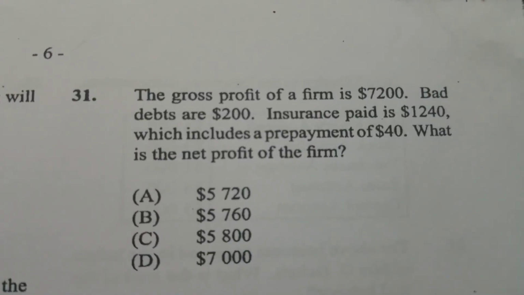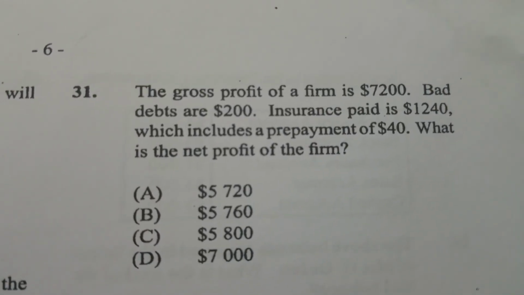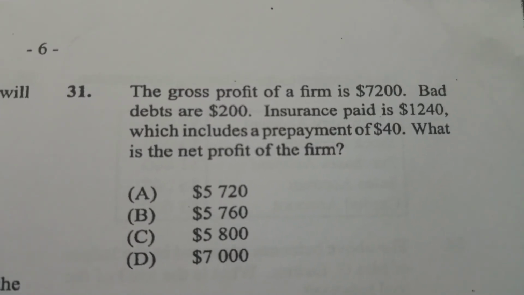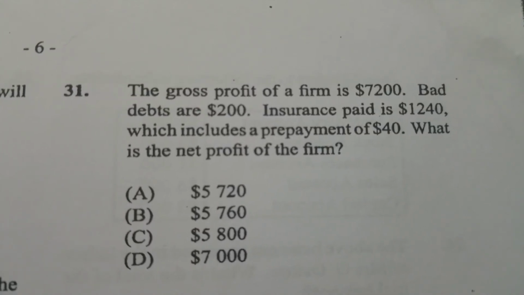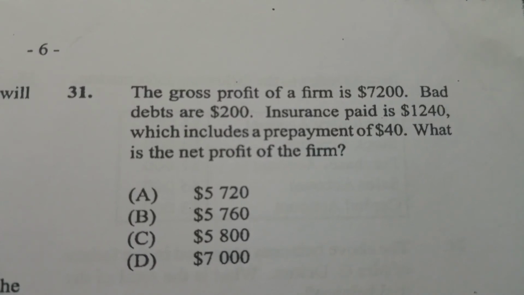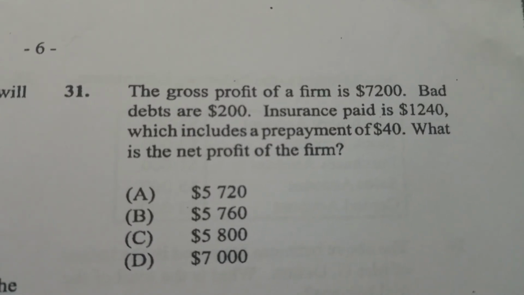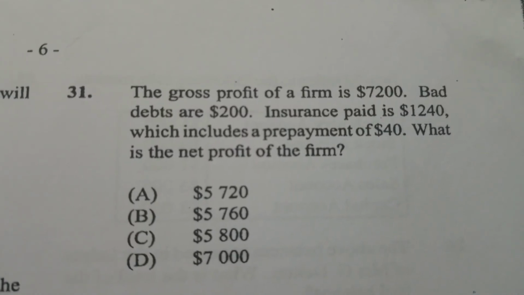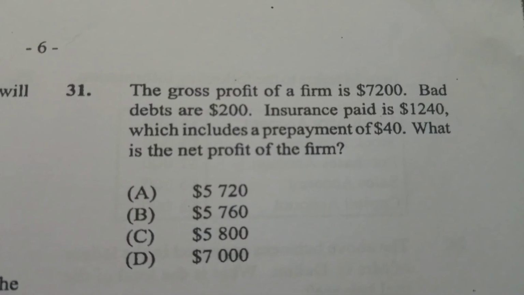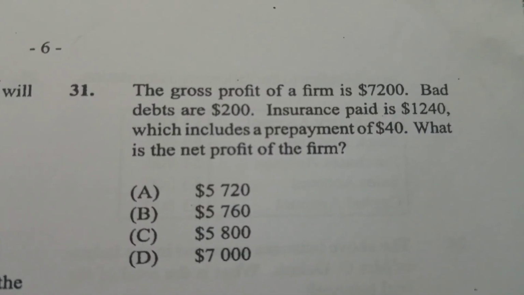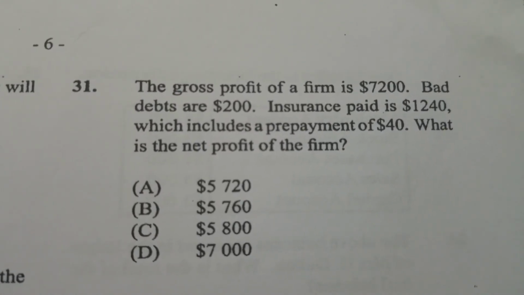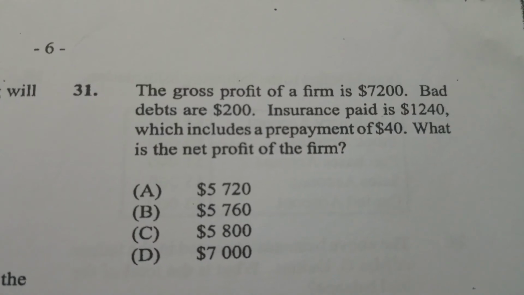Item 31. The gross profit of a firm is 7,200. Bad debts are 200. Insurance paid is 1,240, which includes the prepayment of $40. What is the net profit of the firm? Answer is C, $5,800.